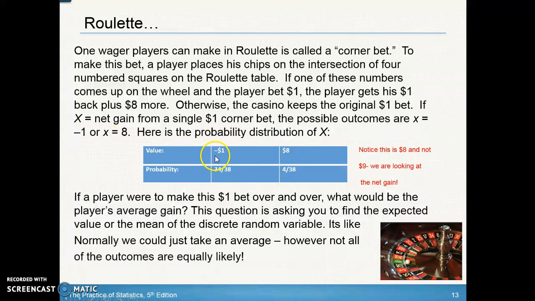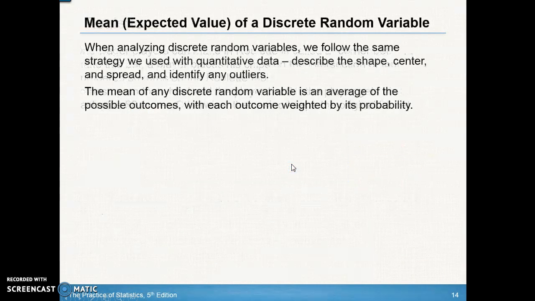So -1, losing a dollar, has a 34 out of 38 chance, and gaining $8 has a 4 out of 38 chance. So if we were to do this over and over and over again, what would be the average amount of money that we would win? Well, I can't just take -1 plus 8, 7, divide that by 2 and get 3.5, because that's assuming that each of those has an equally likely chance of occurring. In this case, they don't. They have different probabilities of occurring.